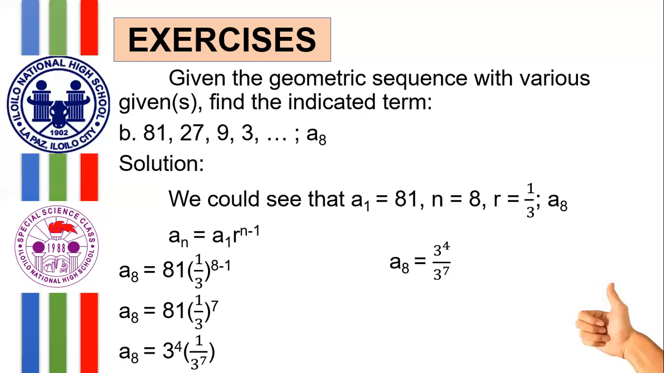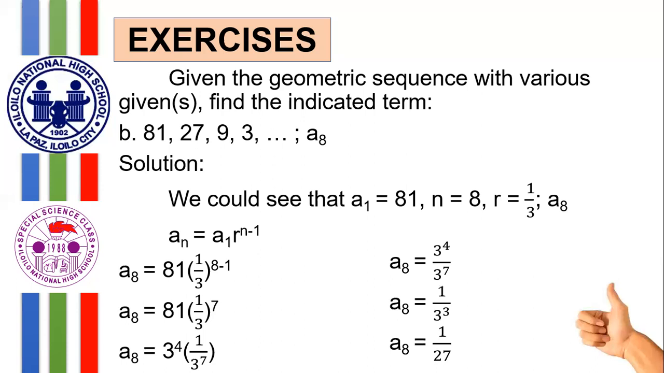Using again your algebraic rules, since they have the same base, but the exponent in the denominator is bigger, you subtract. So that's a sub 8 equals 1 all over 3 raised to 7 minus 4, or 3. And 3 raised to 3 is 27. So the 8th term of this sequence is 1 over 27. You could verify this by listing if you wish.